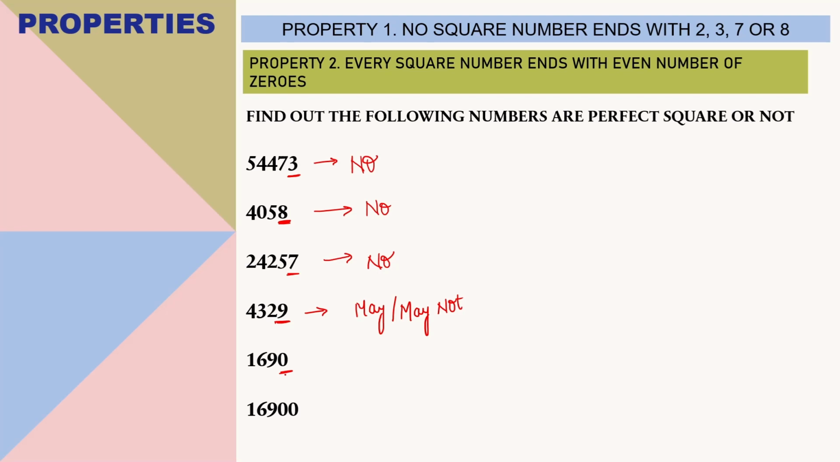Next, there is a single zero, and as per property, a square number always ends with even number of zeros. We have only one zero, so straight away no. This number has two zeros which is even, so it may or may not be. So using these two properties, just by looking at the number, we can say whether this is a perfect square or not if they are ending with 2, 3, 8 or 7 or odd number of zeros.